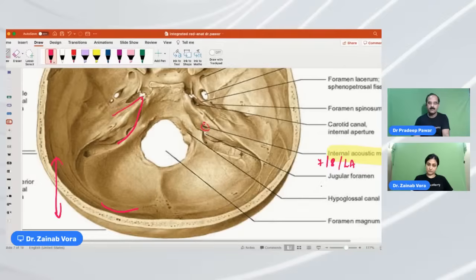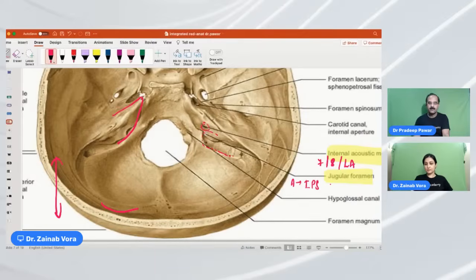Just in line with the internal acoustic meatus, we get a large foramen here. What is that? That's the jugular foramen. And students, as we all know, this jugular foramen is divided into three compartments, right? Anterior, middle, and posterior. And what passes through the anterior compartment? Yes, anyone answer this. There's a sinus which lies on the inferior border of the petrous part of temporal bone. Yes, that's the inferior petrosal sinus.